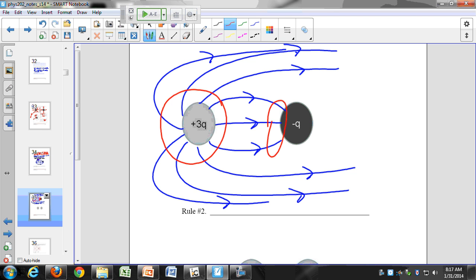That was rule number 2? Yeah, so that was rule number 2. So the plus 3q charge has 3 times as many field lines.